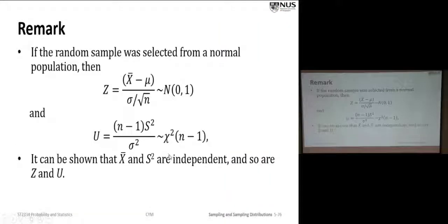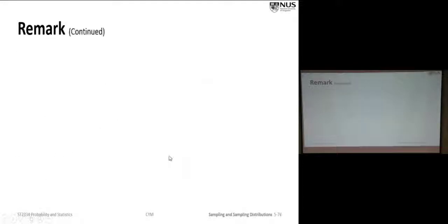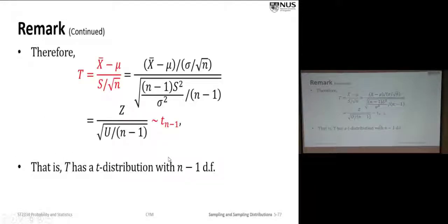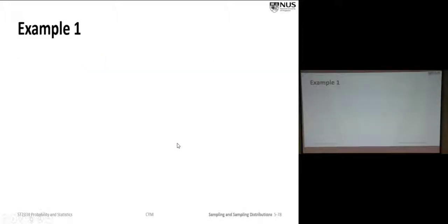Okay, this is what I just discussed. So x bar minus mu over s over root n is a t distribution with n minus 1 degrees of freedom. I think I have to stop here and then we continue the examples as well as start chapter 6 tomorrow. All right, so I stop here.